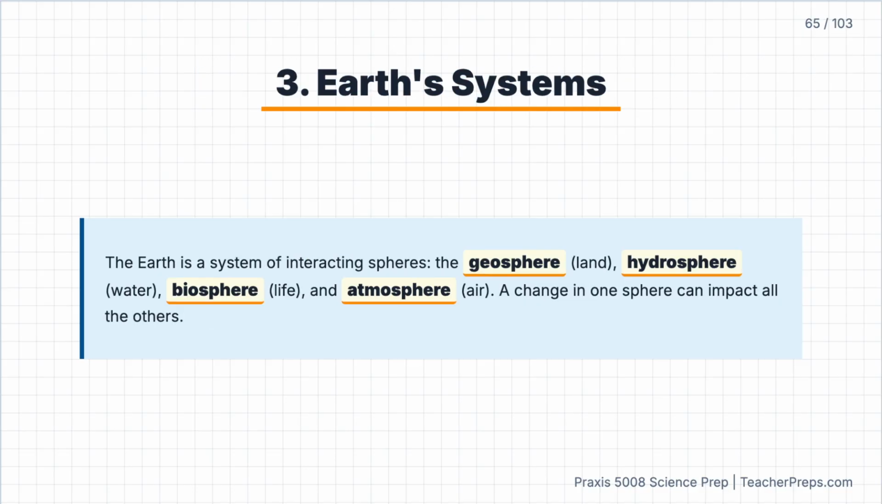Here we go. Next up is all about Earth systems. The Earth is a system of interacting spheres. So remember, you're going to need to know the difference between the geosphere, the hydrosphere, the biosphere, and the atmosphere, right? And I put these in parentheses. Think of the Earth as 4 interconnected parts, and all living things in the water, on land, in air, these all have an impact with each other.